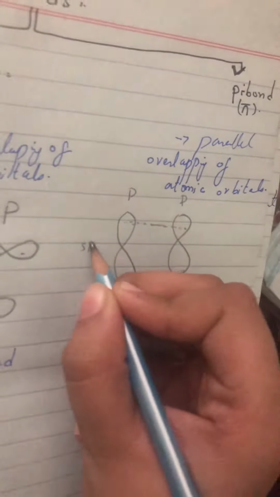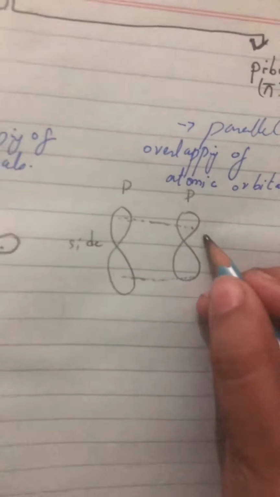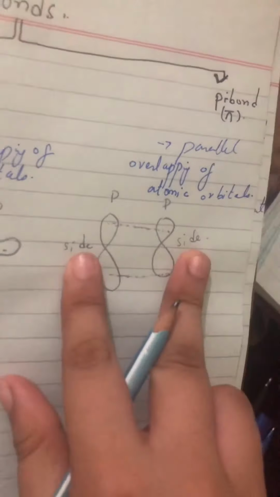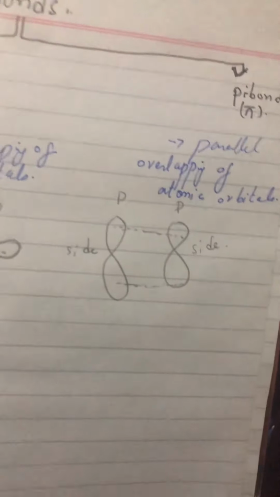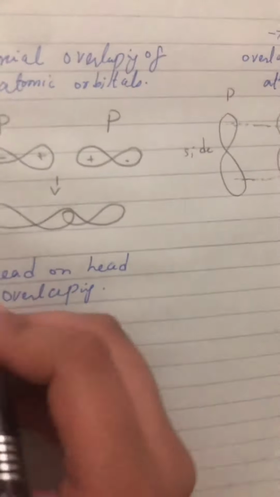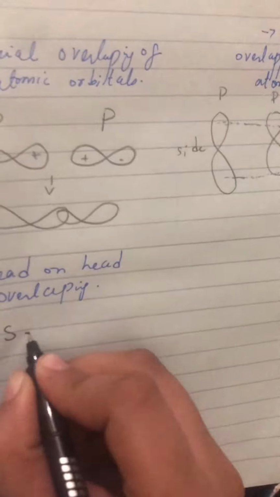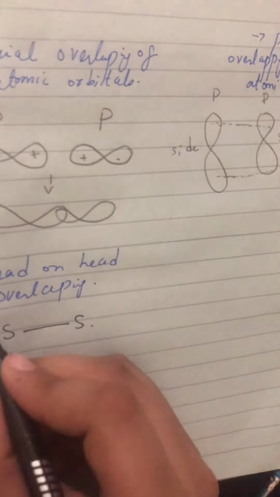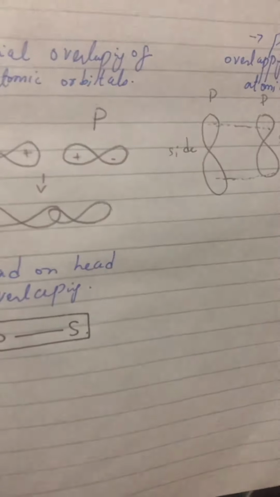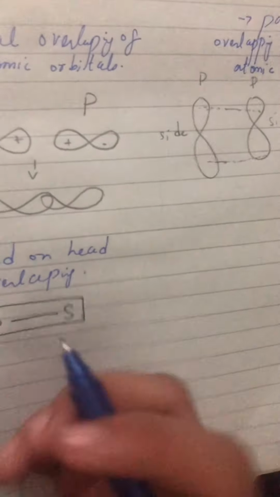Like here, this is a side, this is also a side. So the side on side overlapping will be called pi overlapping. Here, as you will see, first of all, the overlapping between the s and s orbital. When s and s orbitals overlap, which bond will be there?